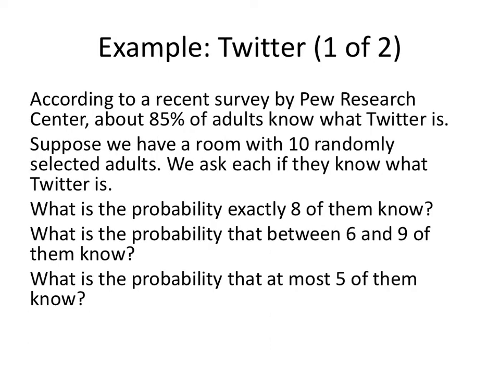According to a recent survey by Pew Research Center, about 85% of adults know what Twitter is. Suppose we have a room with 10 randomly selected adults. We ask each if they know what Twitter is. What is the probability exactly 8 of them know? What is the probability that between 6 and 9 of them know? And what is the probability that at most 5 of them know?